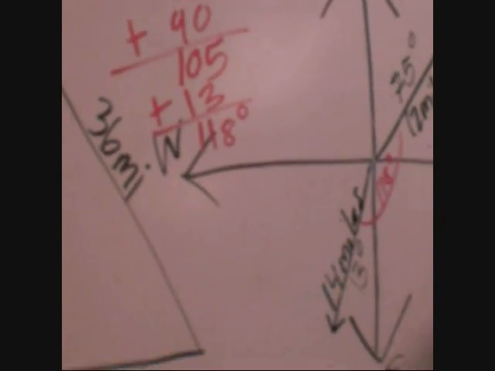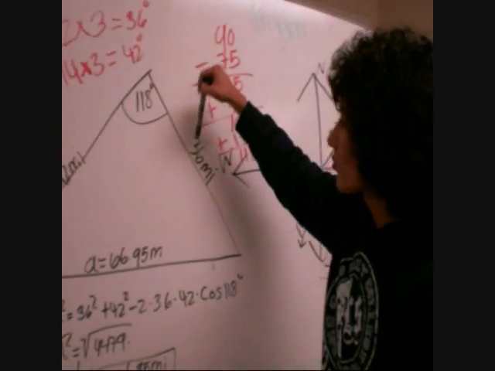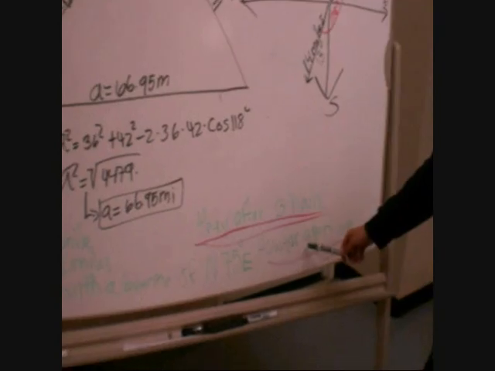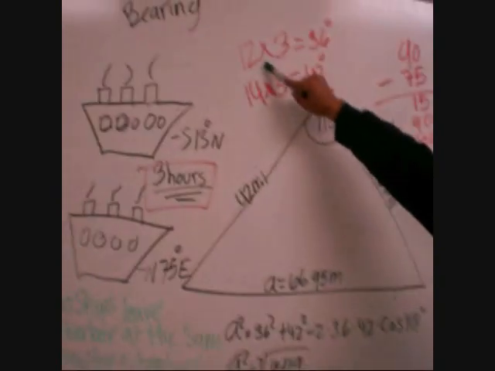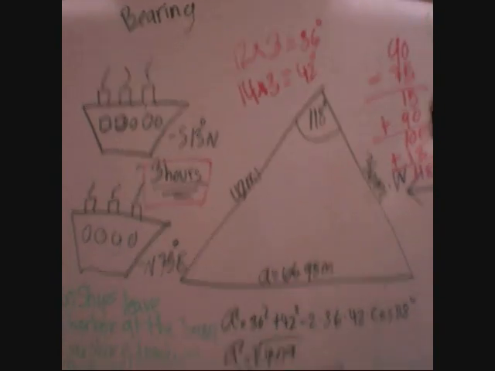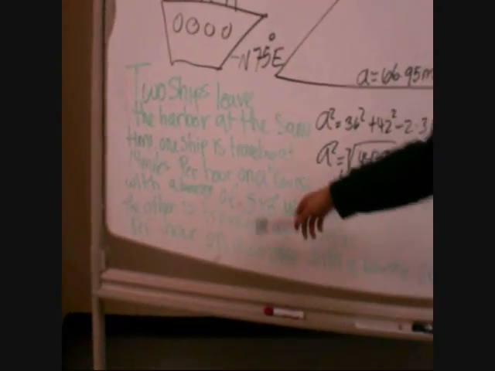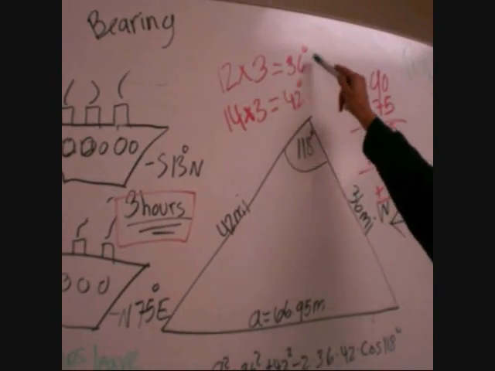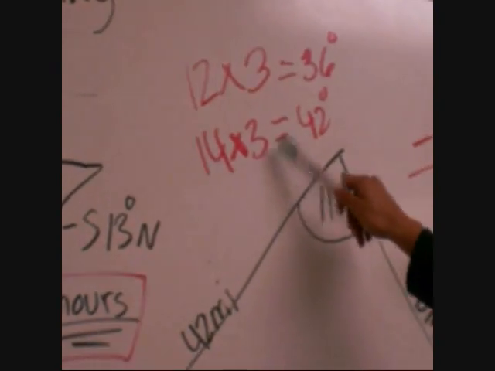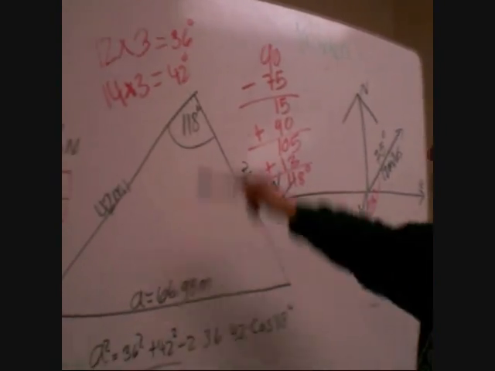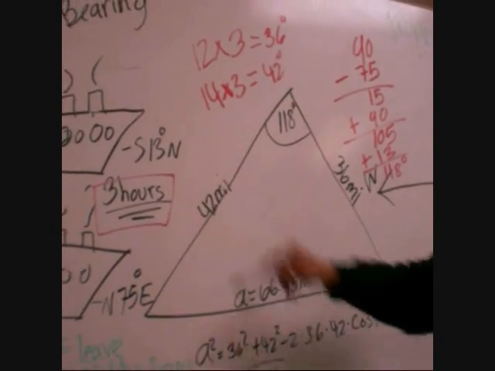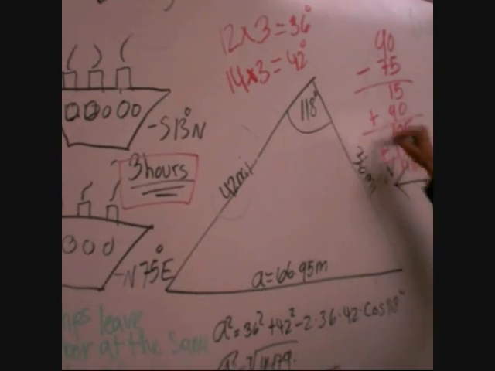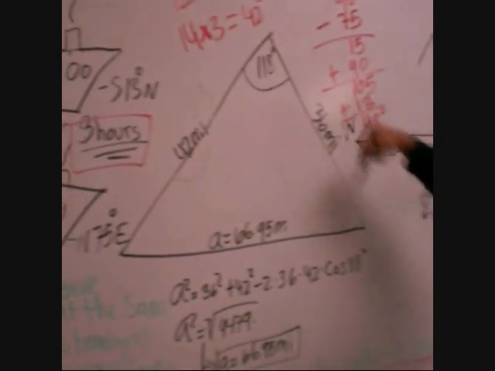After that, you multiply. Don't forget to multiply by the 3, because it says how far apart after 3 hours. So you multiply 12, which is the miles per hour, 12 times 3 equals 36. 14 times 3 equals 42. Then you plug those in here, and you create your triangle.